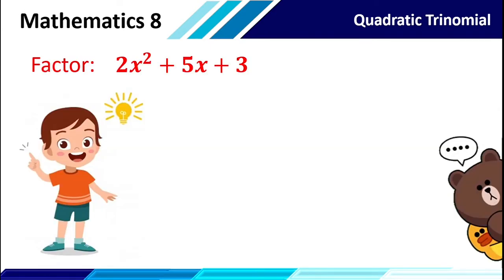Let's have our first example. We have here 2x squared plus 5x plus 3. The first thing that we need to do is to check whether we have a common monomial factor. As you can see, we do not have a common monomial factor. Another thing to consider is whether this polynomial is a perfect square trinomial. This expression is not a perfect square trinomial because the third term is not a perfect square. Therefore, we proceed in finding the AC.